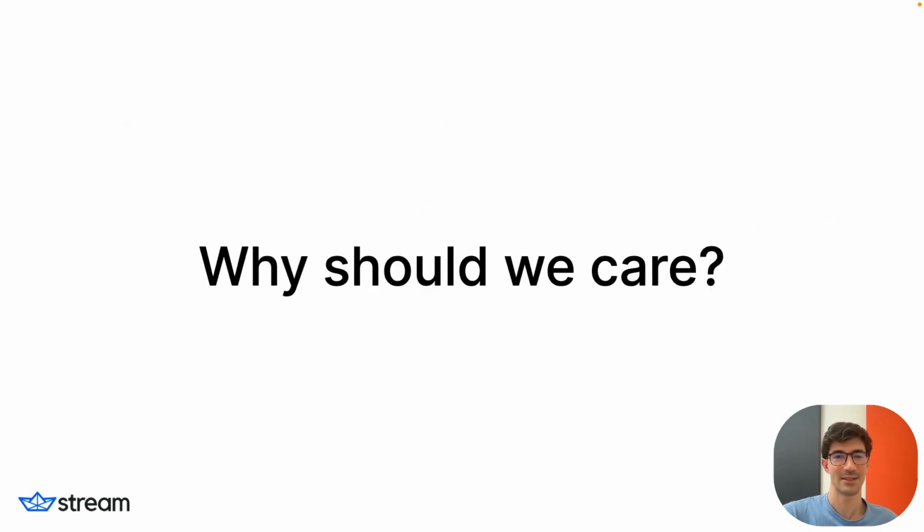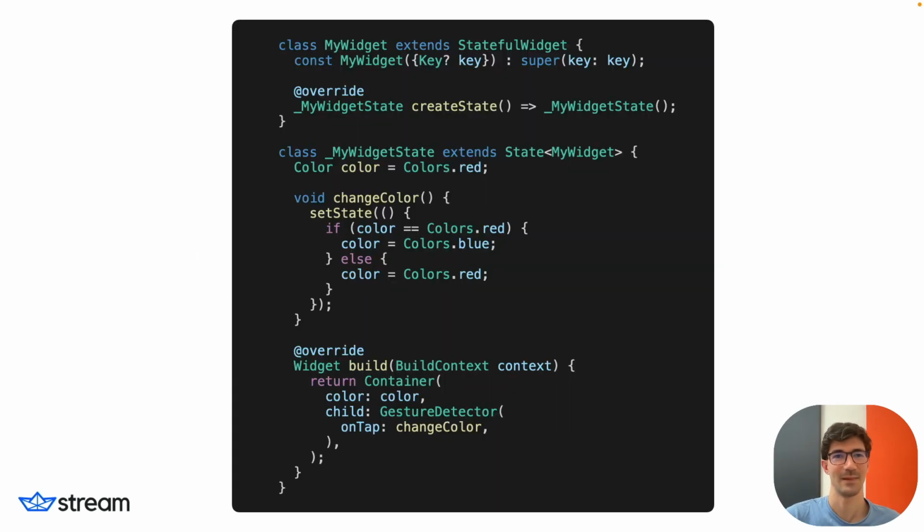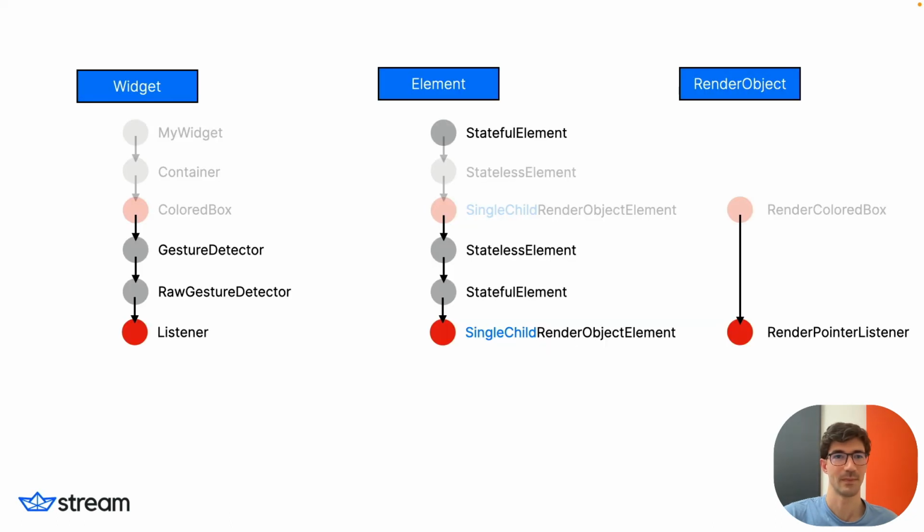Okay, so really interesting, but why should we care? Let's go back to our example. We'll change my widget to now be a stateful widget instead, and then add a gesture detector. When clicked, it calls the method changeColor, which sets the state and changes the color from red to blue. The darker nodes are those that were added or changed. As you can see, the trees are now starting to grow, and it's already getting complicated. The question now though is, what happens when we tap the gesture detector? How does Flutter efficiently change the color of the container without doing unnecessary work?